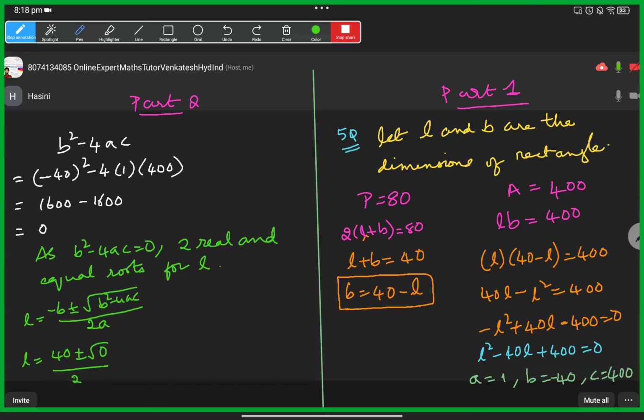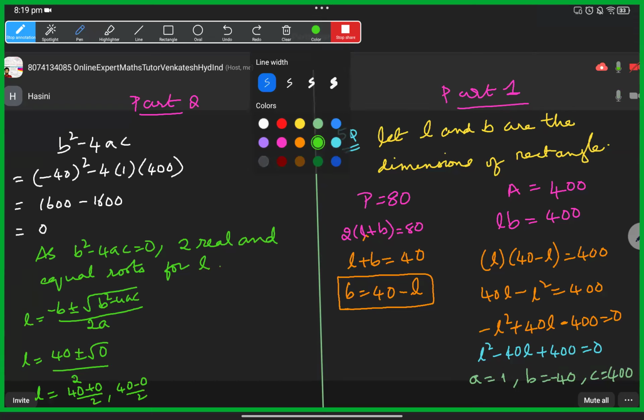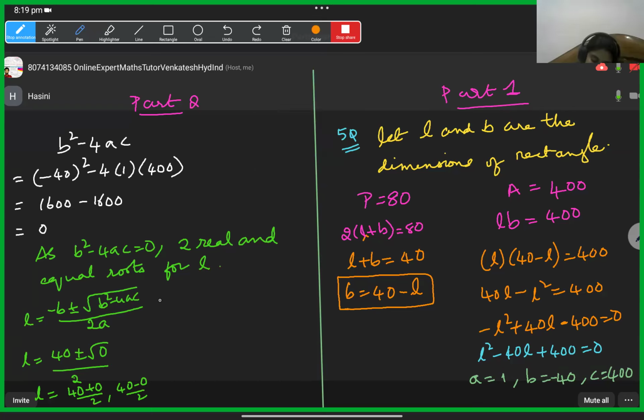So L values are 40 plus 0 by 2, comma 40 minus 0 by 2. Correct, Hasmi? Yes, sir. Because once we should apply plus 0 and once minus 0. Why? Because of plus or minus, that's two values we have to show. Any doubt, Hasmi, as of now? No, sir.